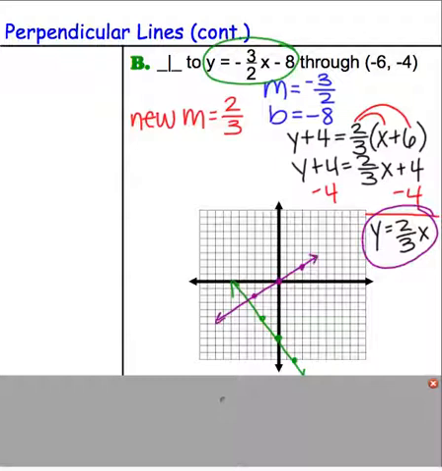Now, some of you may be going, well, that doesn't look perpendicular, but please be aware there is going to be a little bit of error in how you draw things. Notice my line is slightly off here in the green. So go ahead and move on to the next video.